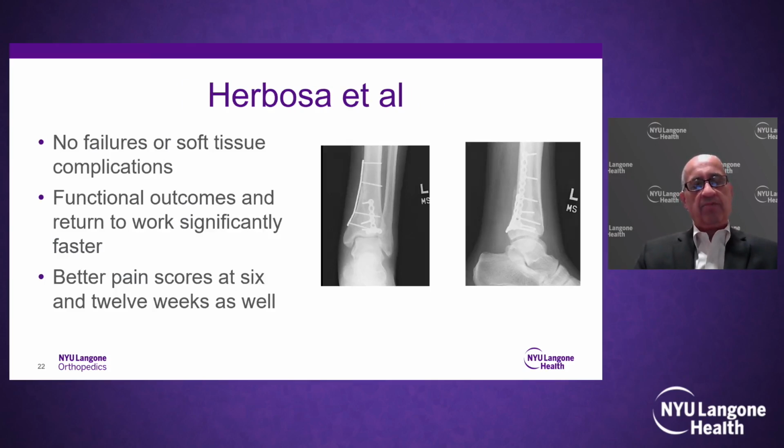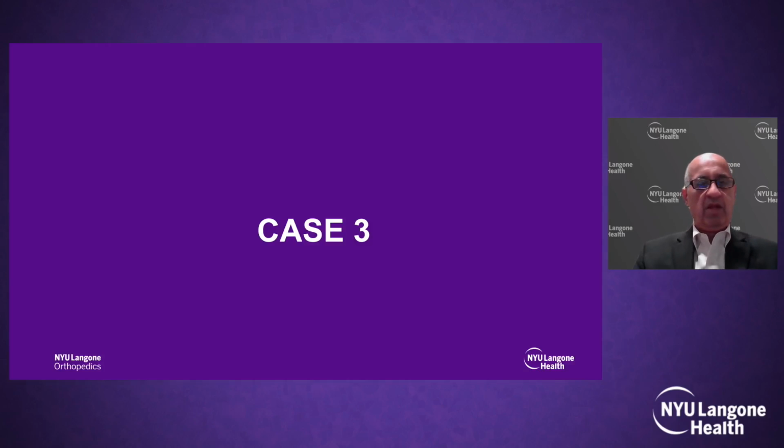The functional outcomes and return to work was significantly faster in people who were weight bearing, as you would expect. And in an urban environment like New York, where people need to get up and walk and take public transport, I think this is a big difference. They definitely also had better pain scores, which is interesting, at 6 and 12 weeks when they start walking earlier.